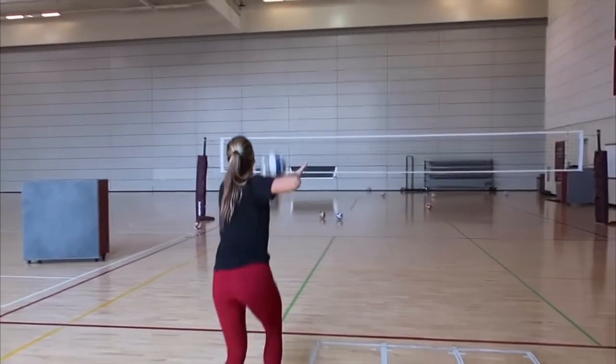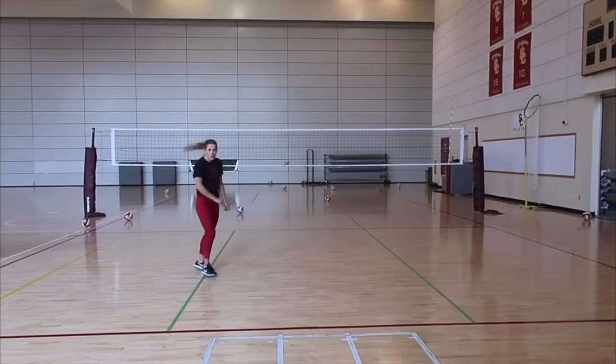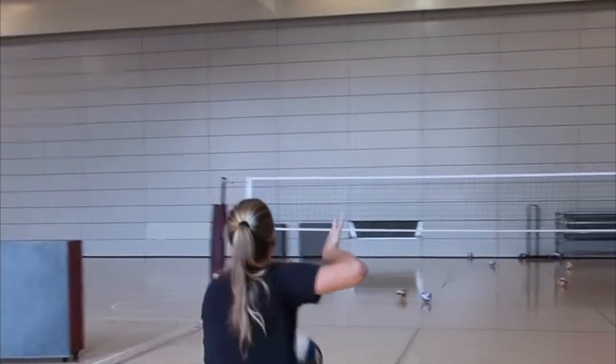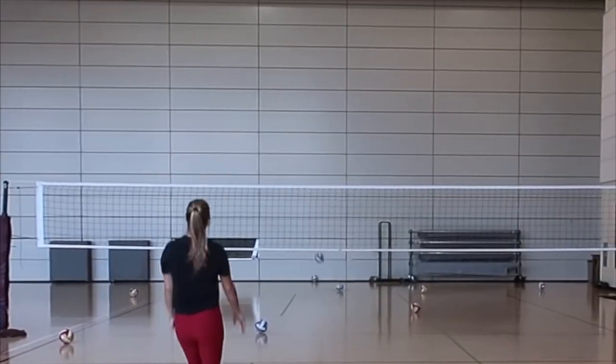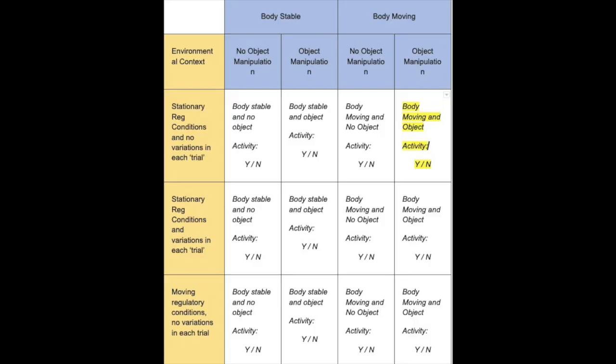The optimal outcome of a serve in volleyball is to execute an unreturnable serve. The jump float serve is highly effective in achieving this outcome. It falls on 1D on Gentile's taxonomy as it involves no intertrial variability. The environment is stable, the body is in motion, and there's an object in play.